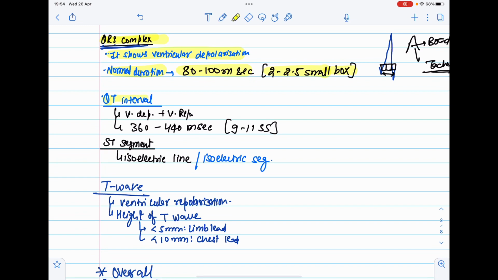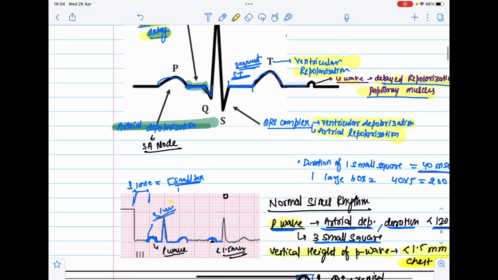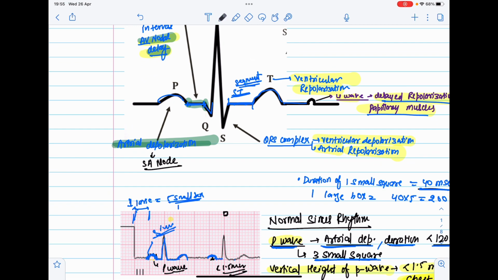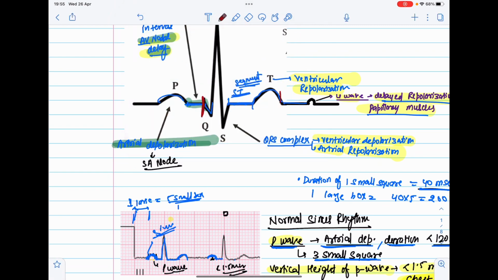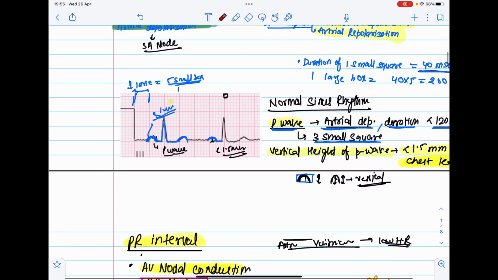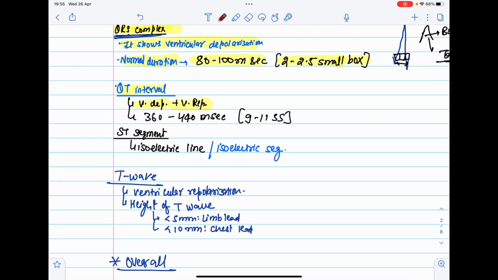And then go for the QT interval. The QT interval will show ventricular depolarization and ventricular repolarization. Let's come back to this ECG. Here, the QT interval means from here till here. It means QRS plus T, na? QRS plus T. It means QRS represents ventricular depolarization and the T wave represents ventricular repolarization. So this QT interval is showing ventricular depolarization and ventricular repolarization.